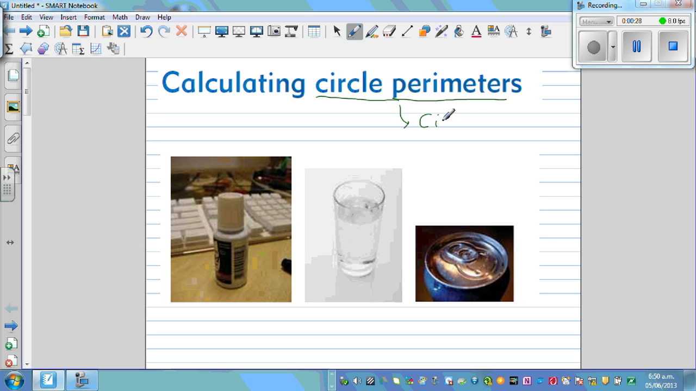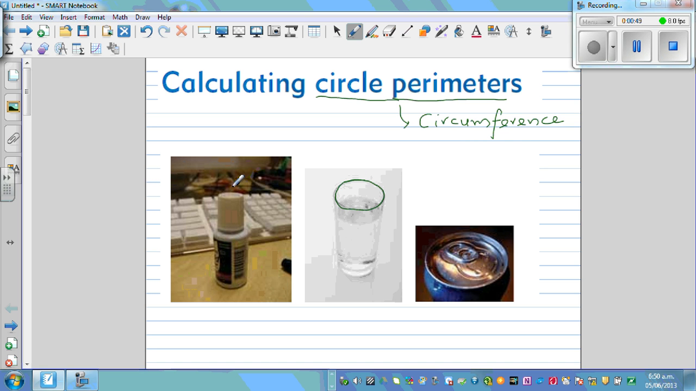Circle perimeter is the same as saying circumference. Now, what is circumference? Circumference is the distance around the circle. F-E-R-E-N-C-E. Hopefully, I've corrected the spelling right. So this distance around the circle is called circumference.